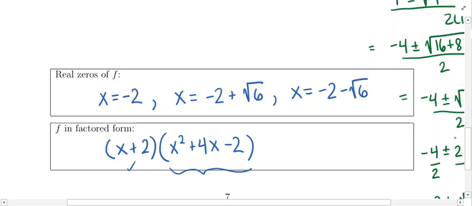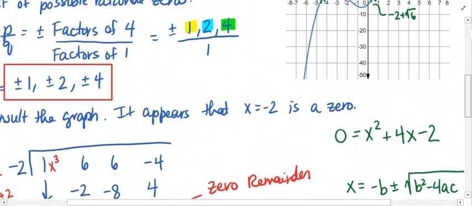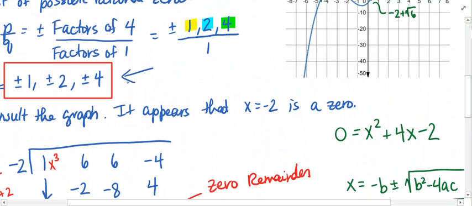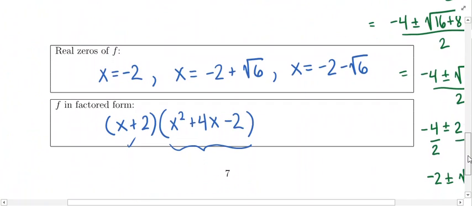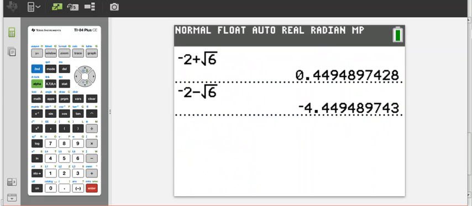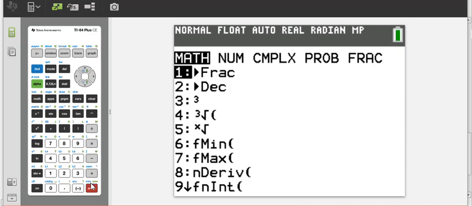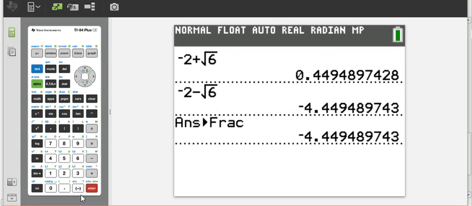Now the question becomes, why did we not have these in this list of rational zeros? The answer is these two numbers, -2 plus the square root of 6 and -2 minus the square root of 6, are irrational numbers. If you look at their decimal expansions, they do not repeat and they keep going forever. You can't write these things as fractions. For example, if I tried to convert this last number to a fraction, you can't do it. Rational means it has to be written as a fraction.